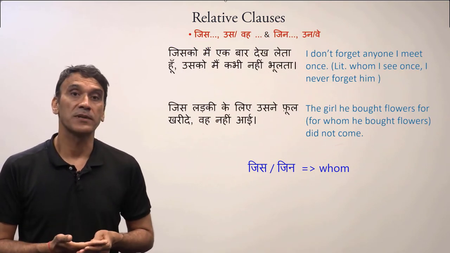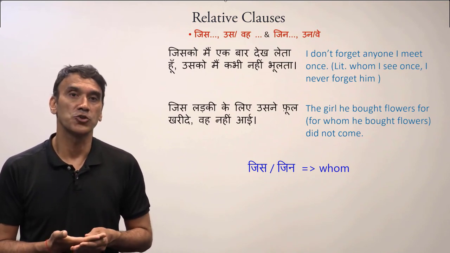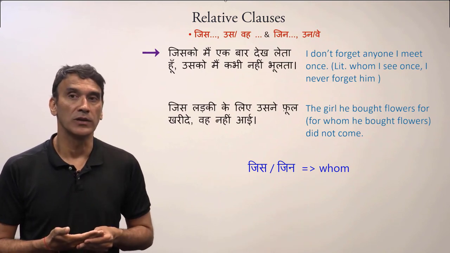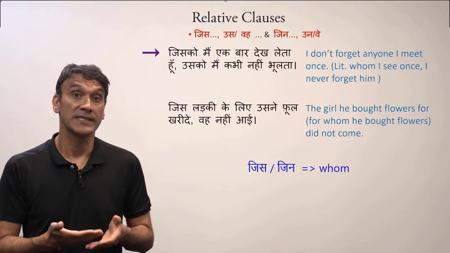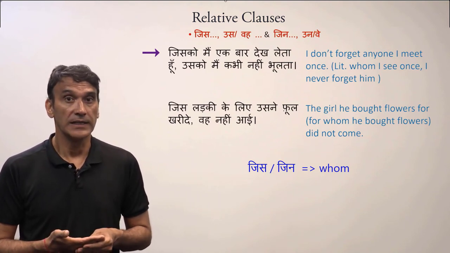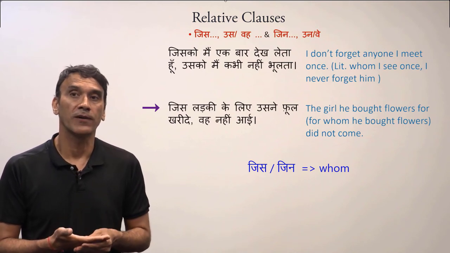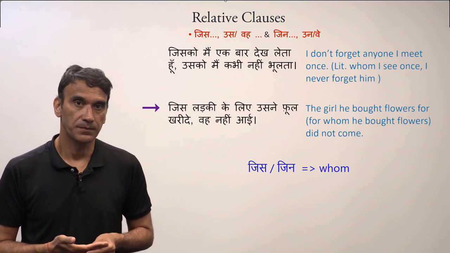Let's now take some examples of the relative words with jis and jin. The English translation will usually be whom. Jisko main ek baar dekh leta hoon, usko kabhi nahi bhoolta. I do not forget anyone I meet once. Literally, whom I see once, I never forget. Jis ladki ke liye usne phool kharide, wo nahi aayi. The girl he brought flowers for, whom he brought flowers for, did not come.